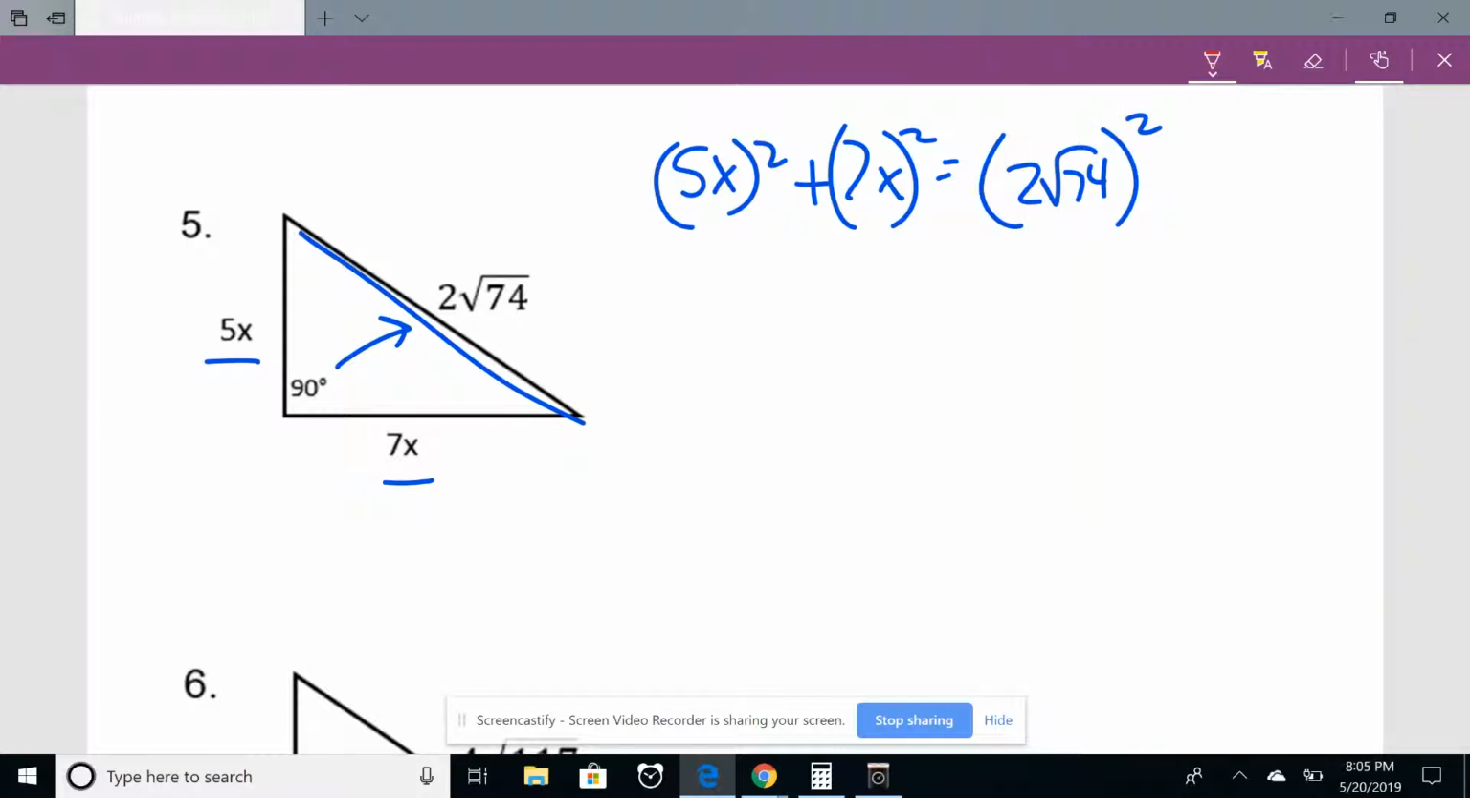Remember, I'm squaring everything inside the parentheses, so the 5 and the x. So that's 25x squared. Same thing here, 7 and the x, which is 49x squared. Square the 2. When you square 2, that's 4. When you square root of 74, those cancel each other. So this is 4 times 74. Remember, the square and the square root cancel. But you still have to square the 2 on the outside, and you're multiplying those.